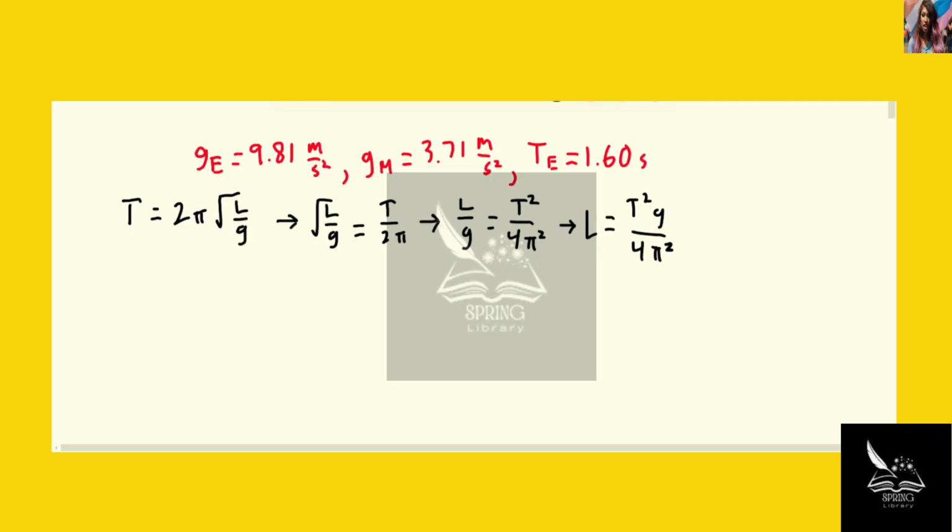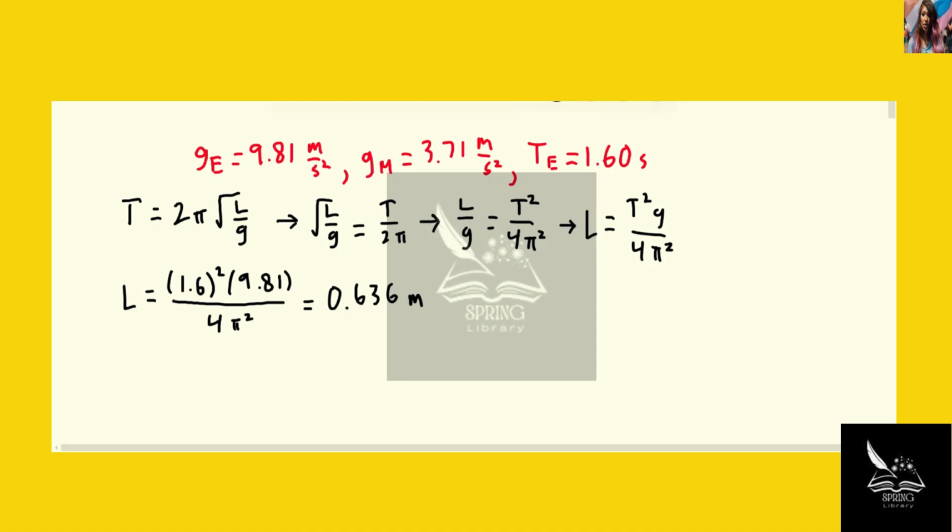Putting in our values, we get L equals, the period T on Earth is 1.6 squared, and our g on Earth is 9.81, divided by 4 pi squared. That gives us a length of our pendulum of 0.636 meters. And that will be the same on Earth and on Mars.